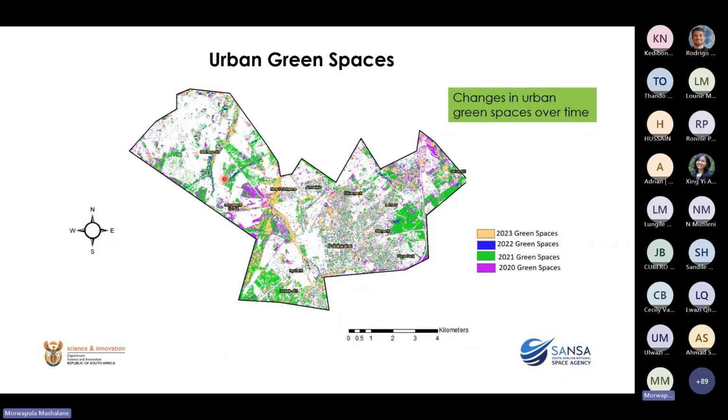And also we can use it to map green spaces in urban areas, whereby green spaces include stadia, parks, the trees in between the houses, so that we ensure that the urban areas are almost green, if not all the time, so that we avoid things like having poor air quality, which results in diseases, etc. So we can also map the changes in different years. As you can see here, it's 2021, 2022, and 2023.